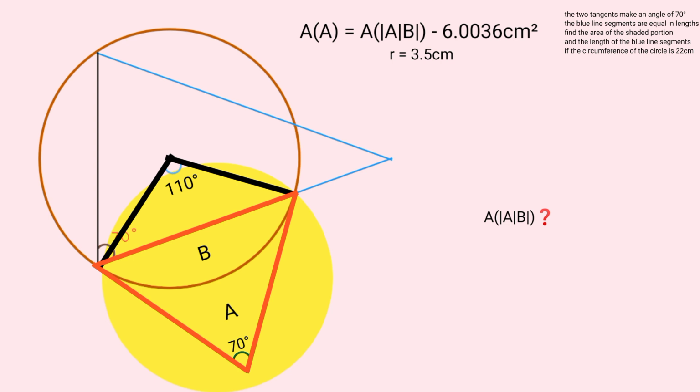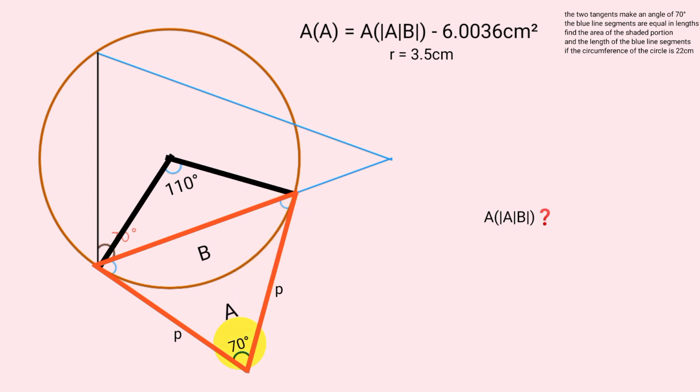Recall earlier we proved that this side here is equal to this side because they are both tangents drawn from the same point. So let's label them P each. So since these two sides here are equal, the triangle here is an isosceles triangle, with this angle here as the vertex angle, and these are the base angles. And we know that the base angles of an isosceles triangle are equal in size each. So that means this angle here and this angle here are equal in size.